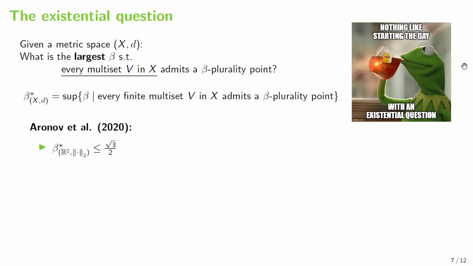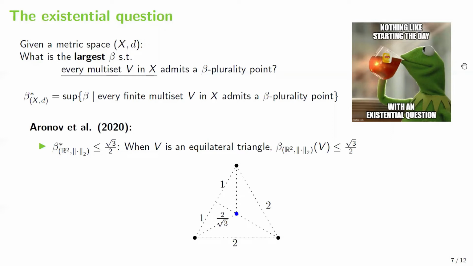Aronov et al. consider this question as well. And for the case of the 2-dimensional Euclidean space, they show that beta star is at most square root 3 over 2. And this means that there exists a set of voters in the plane for which there is no beta plurality point for any beta larger than square root 3 over 2. The set of voters in the proof is simply 3 points on the vertices of an equilateral triangle, and they have a very nice proof showing that the parameter beta of this set of voters is at most square root 3 over 2.